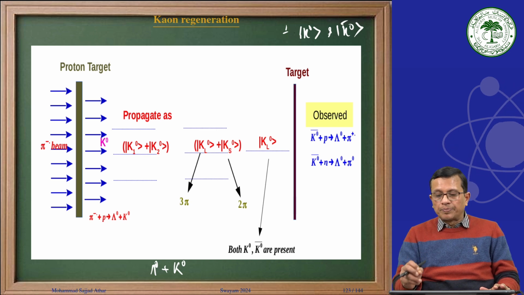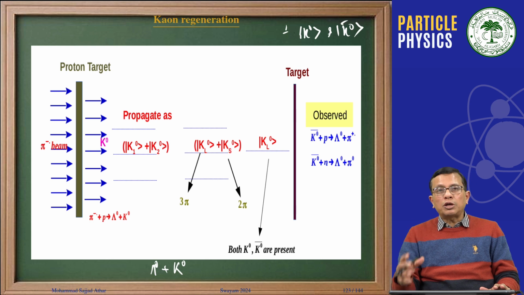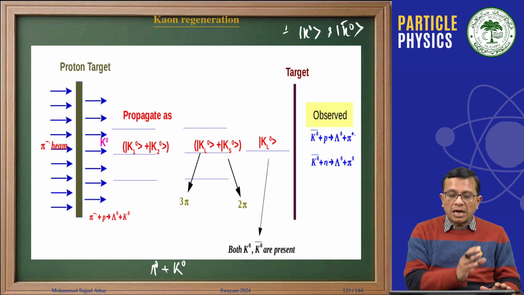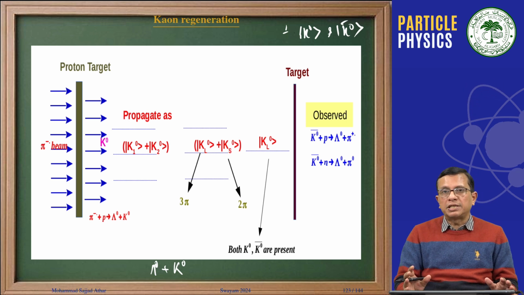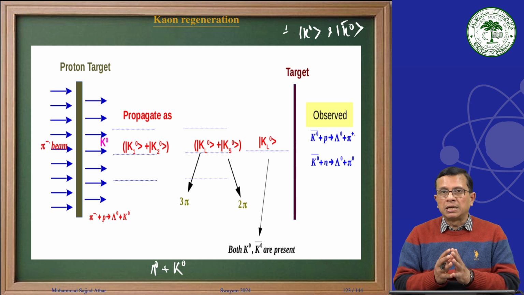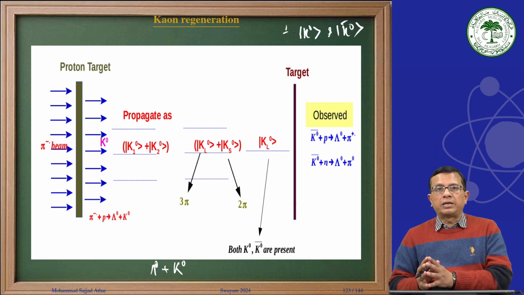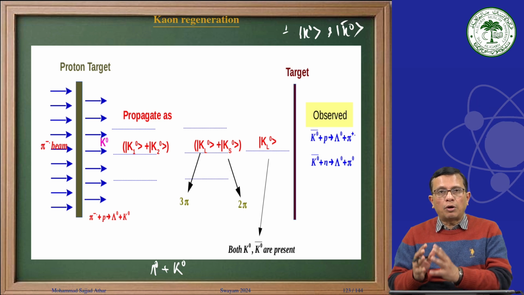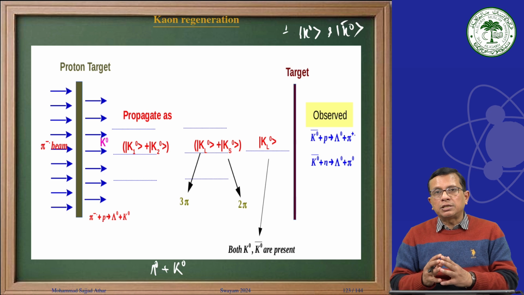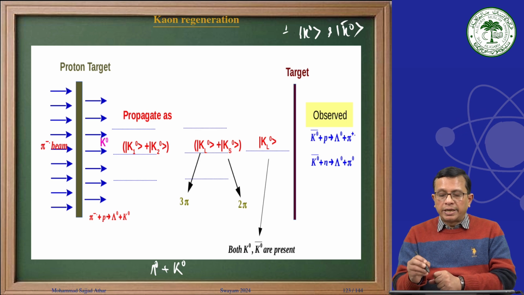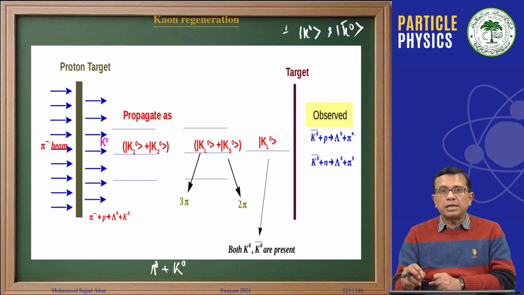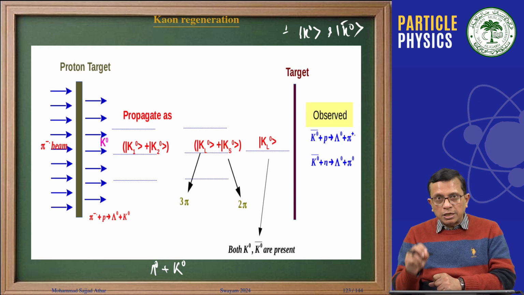Therefore, what you are finding is that K0 bar is interacting with the nuclear target and you have a Lambda and a pi plus, which was not possible through a K0. So you have started with a pion beam that strikes a proton target. You have K0s, and that K0 is propagating in space, and then you have only the long-lived kaonic states, and that long-lived kaonic state is a combination of K0 and K0 bar states. Though you have both of them, when it strikes the nuclear target, K0 cannot produce a Lambda and a pion, while K0 bar will produce a Lambda and a pion. This is a strong interaction process.